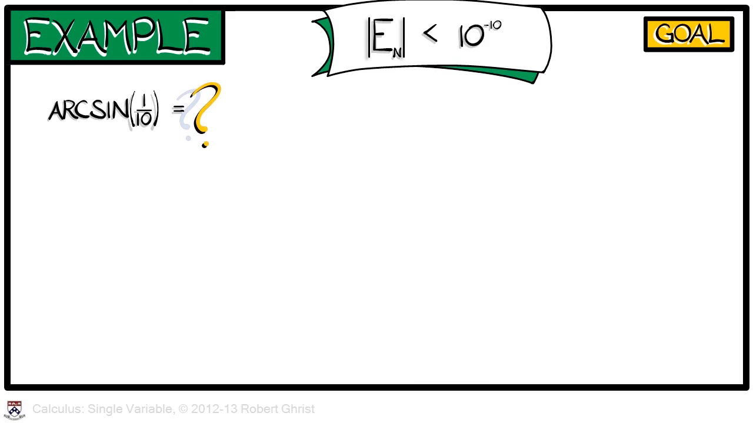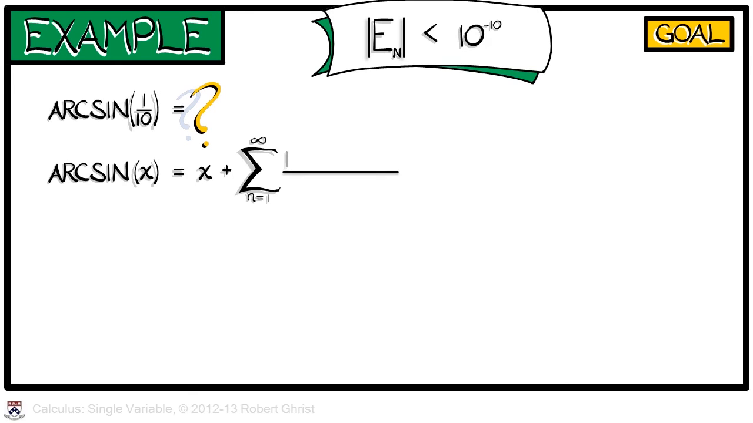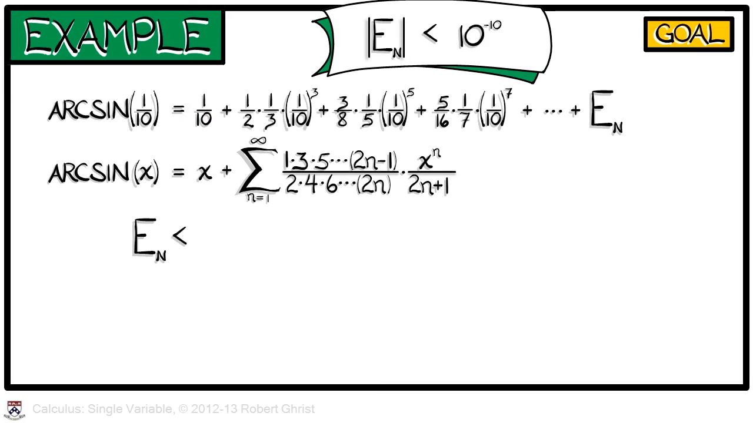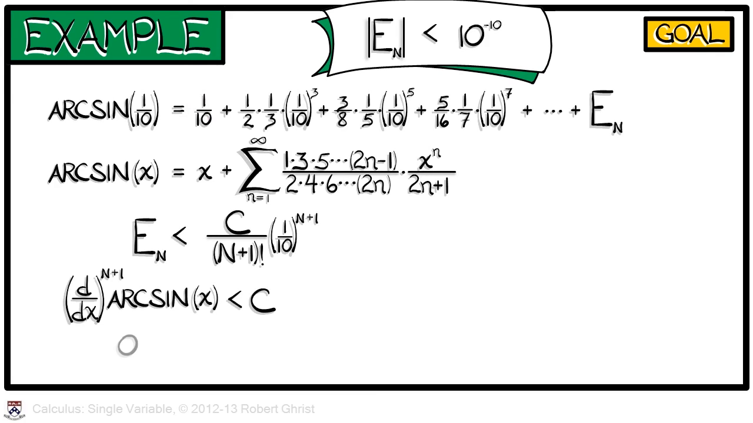Let's do it again, this time to estimate arcsine of 1/10 within 10 to the negative 10. Now, I won't go through the details of the Taylor expansion for arcsine of x. The terms are a little bit complicated, but not too bad if you assume that they're given. What matters is the Taylor error bound, that e sub n is less than a constant c over n plus 1 factorial times x to the n plus 1, where x equals 1/10.